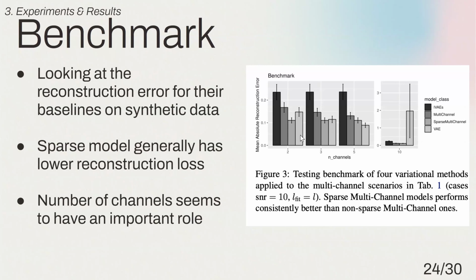And here they're looking at the reconstruction loss for the different baselines that they compare to. I think generally they're saying that their model has lower reconstruction loss. And apparently the number of channels has a lot to do with it. Apparently, the more channels you have, the better the model can reconstruct the output.